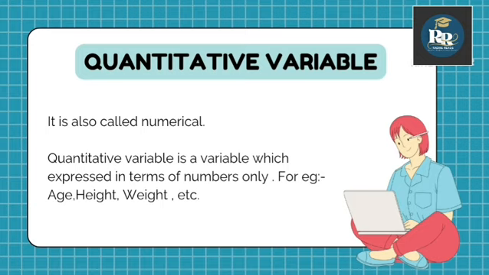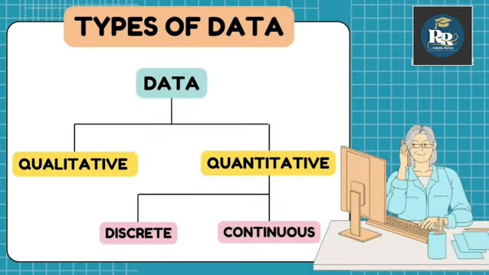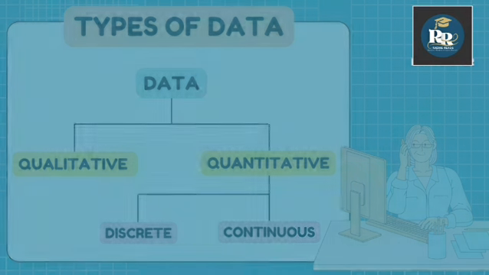Another example is height. Then you will also give me response as 160 centimeter, 165 centimeter. Like that, you will give me the numerical response for the weight also. So, quantitative variable is the variable which is expressed in terms of numbers only. Now we have further classification of quantitative data. Quantitative data is further classified into two types. One is discrete variable, another is continuous variable.